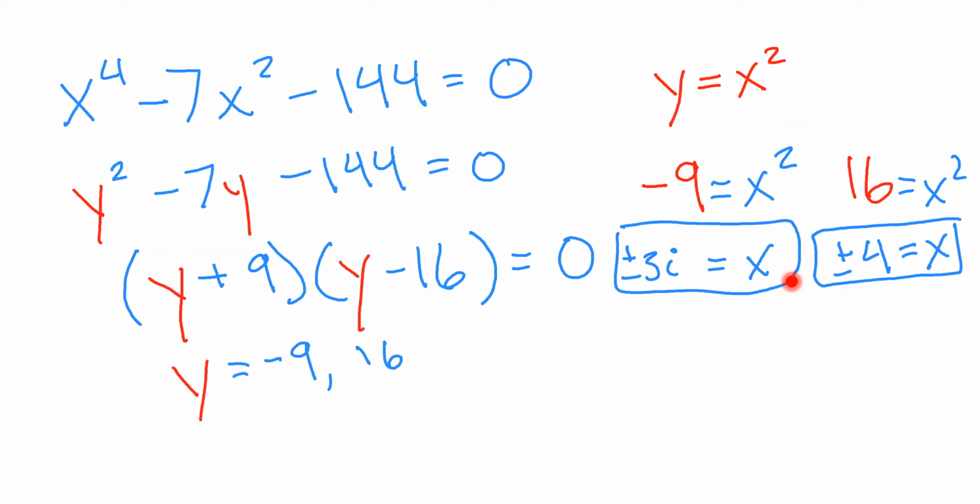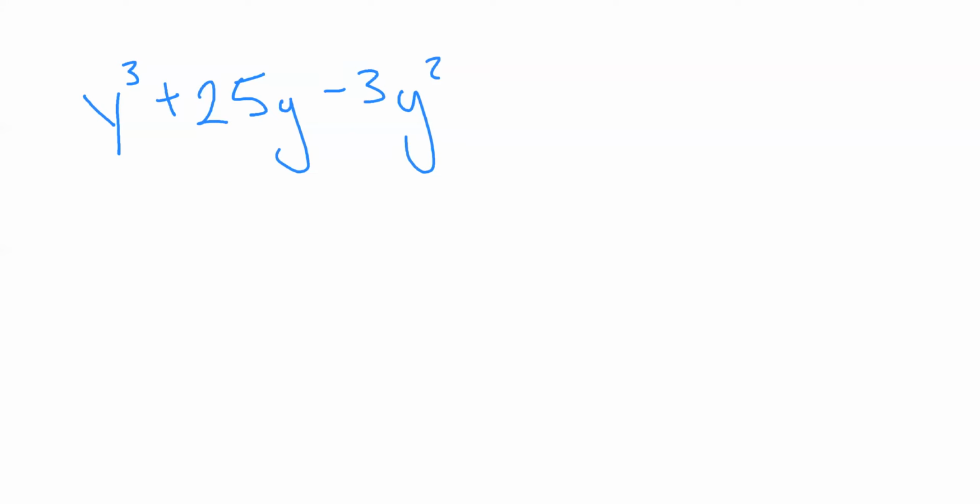Okay, that's substitution. Let's do a different type of problem. So here we've got y to the third plus 25y minus 3y squared minus 75 equals 0. And here we actually are solving for y, okay? So we've got a third degree equation. So substituting like we did before is not going to work because we've got a y to the third, a y, and a y squared. What we have are 4 different terms, 4 unlike terms.